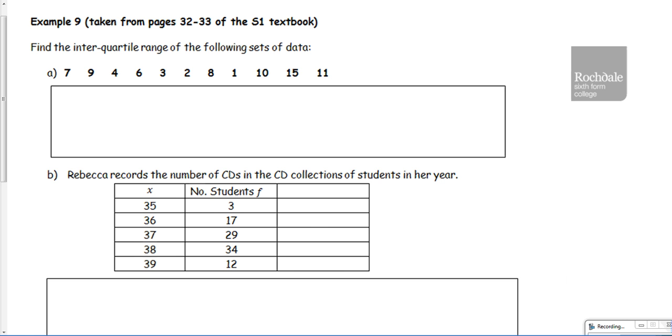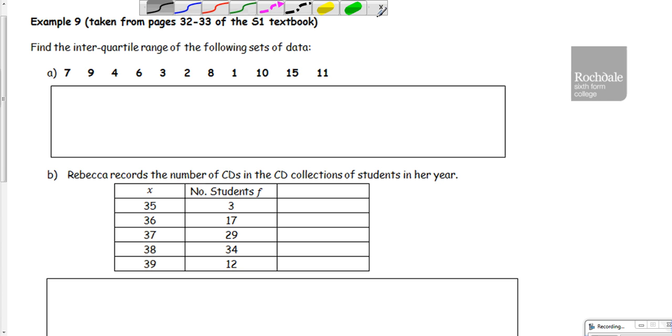Summarising data example 9. I'm going to look at parts A and B initially because they go quite well together. I'll do part C as a separate example because that's grouped data. So we're looking at finding the interquartile range of this set of data. You find the interquartile range in a very similar way to how you find the median.